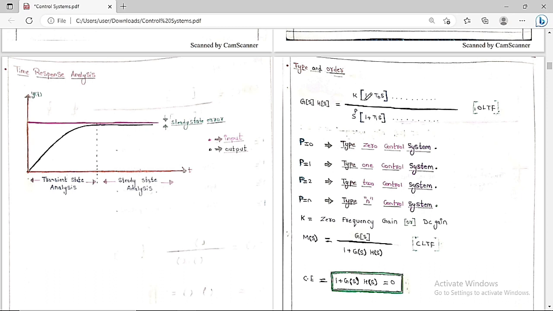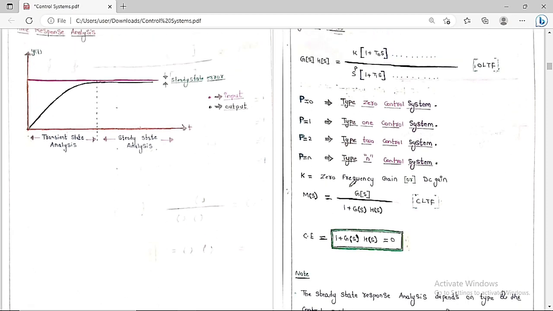So always remember, with p as the power of s: if p is equal to 0, it is a type 0 control system; p equal to 1, type 1; p equal to 2, type 2; and p equal to n, type n control system. K is called the zero frequency gain or the DC gain. So this is all about type: for the open loop transfer function G(s)H(s), the number of poles present at the origin is the type of the control system.